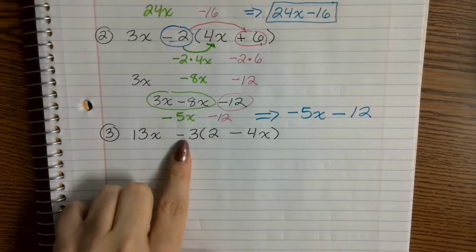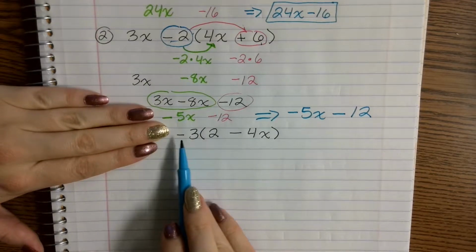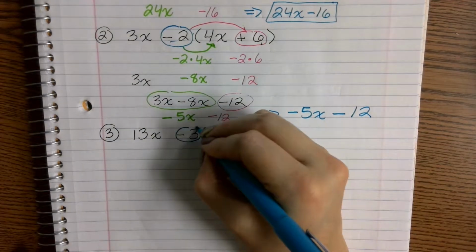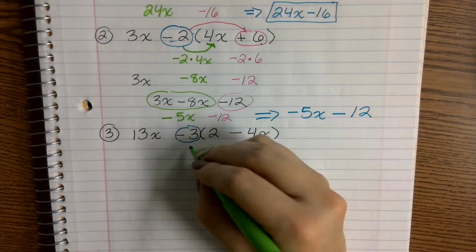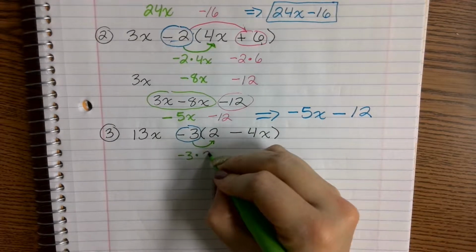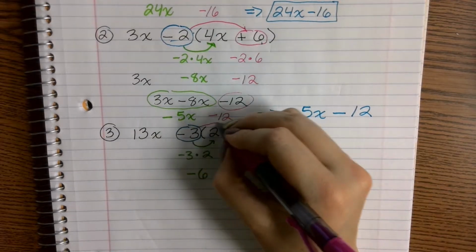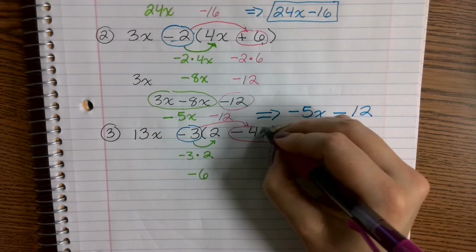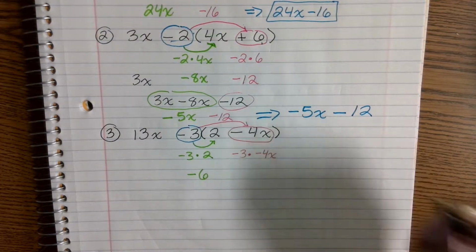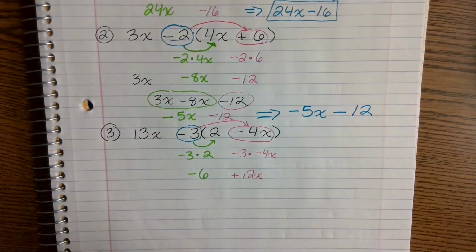So that minus 3, again, if I cover that 13x, that minus 3 now looks like a negative 3. So we're going to take that negative 3 and distribute it to each component. So I'm going to do negative 3 times 2, which gives me negative 6, and negative 3 times a negative 4x. So negative 3 times negative 4x gives me a positive 12x.